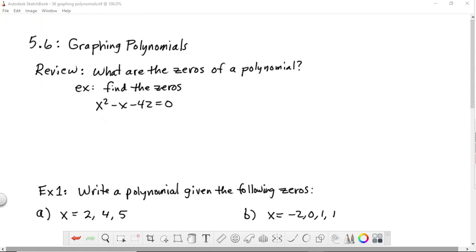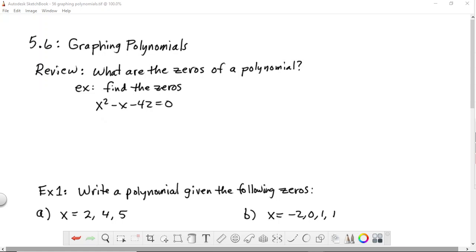Hello, algebra students. So we're looking at graphing polynomials. And we talked about this a little bit in class. We're going to be graphing these, and we're going to be using that end behavior. That will help us graph the polynomial.